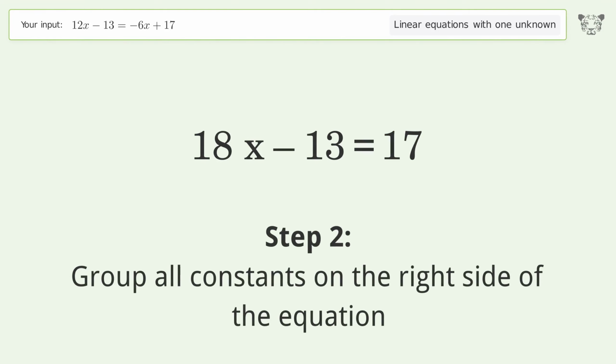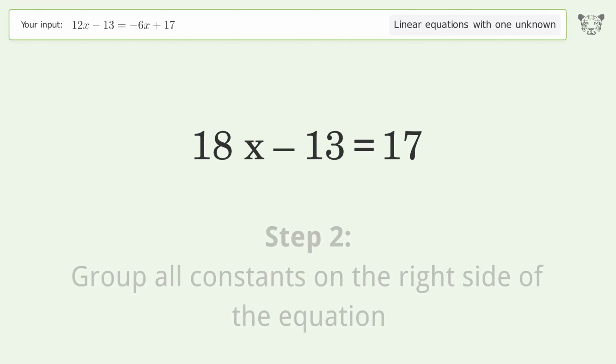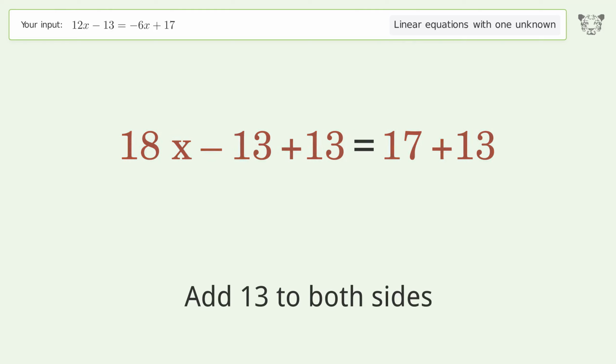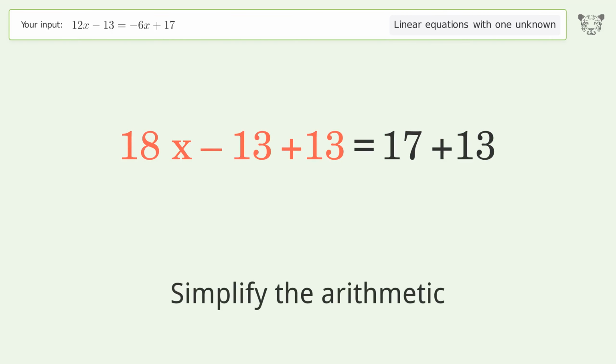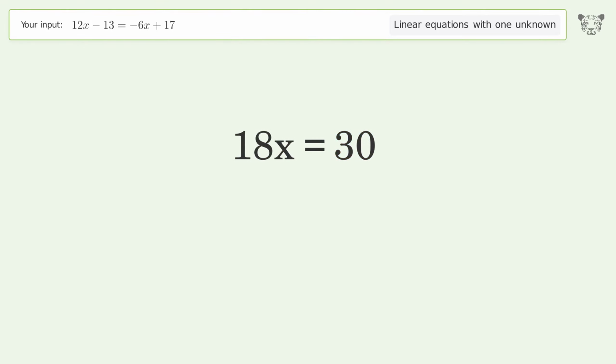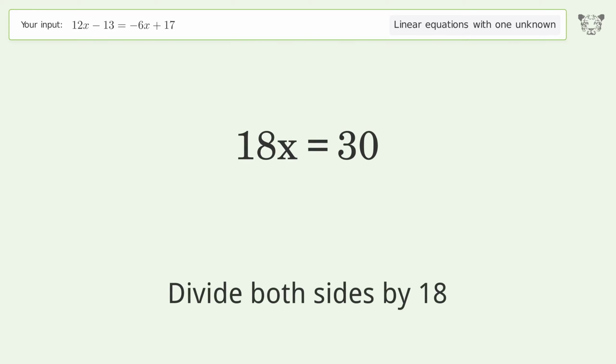Group all constants on the right side of the equation. Add 13 to both sides. Simplify the arithmetic. Isolate the x. Divide both sides by 18.